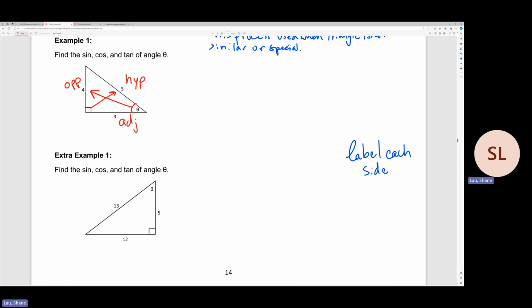Something to note, though, is that adjacent is never going to be the hypotenuse. Adjacent is always a leg. It will never be the hypotenuse, so don't get that confused. This is what we have so far.